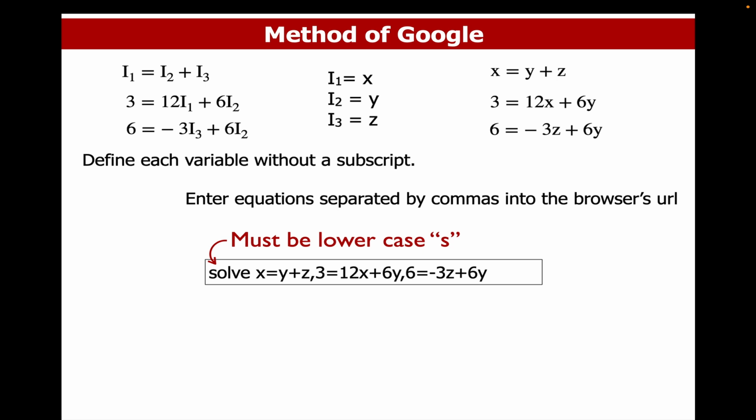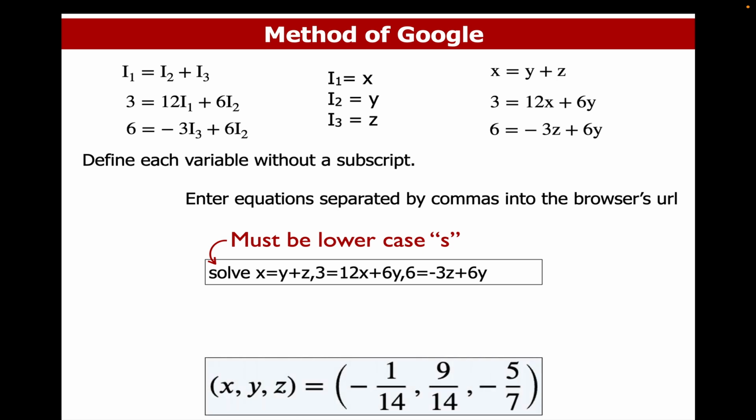Here, solve each equation separated by a comma, and then when I hit return in the URL or the box on Google, I get an answer, fractions. So if I need to put them in decimals, that's easy enough. And the way this works is x is the first answer, y is going to be the second answer, and my third variable is the third answer.